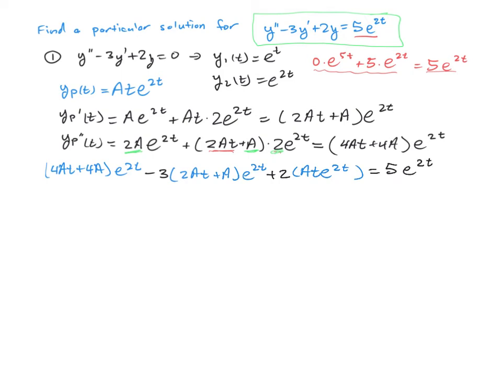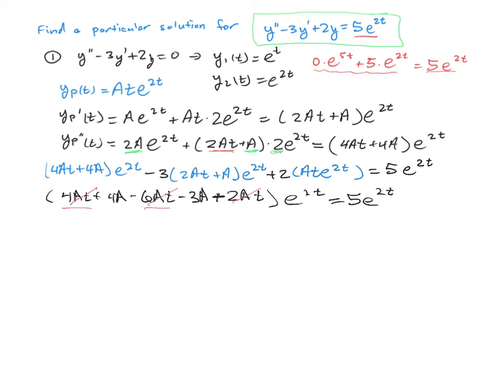When you multiply this out, we'll first look at all the coefficients. We'll have a 4at plus 4a, then a minus 6at minus 3a, and then a plus 2at. And again, this is all multiplied times the e to the 2t, and that must equal 5e to the 2t. You will notice that when you do this comparison, you will always have, and I use the word always strongly here, the at terms canceling out. We've got 4 plus 2 makes 6, minus 6 makes them cancel out.